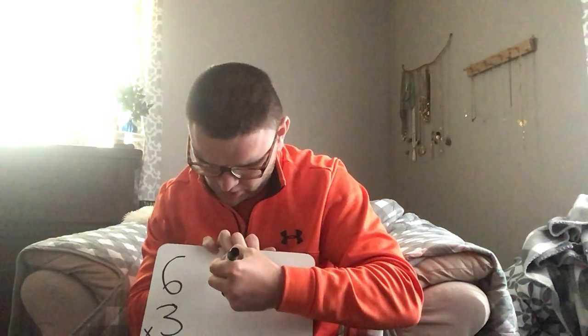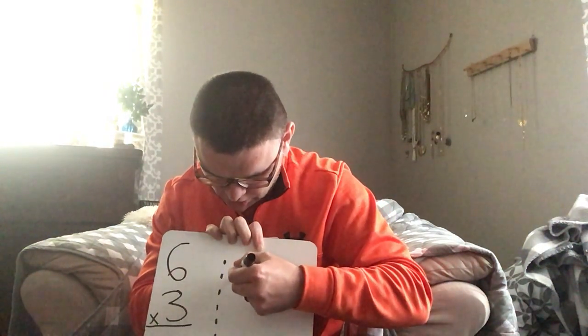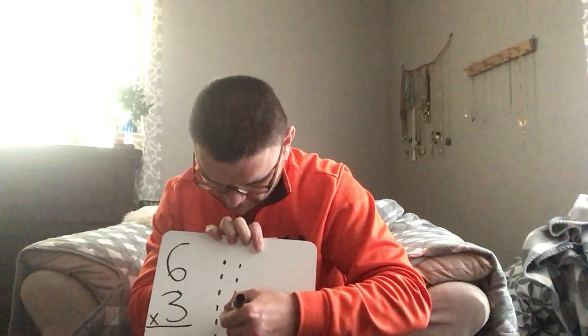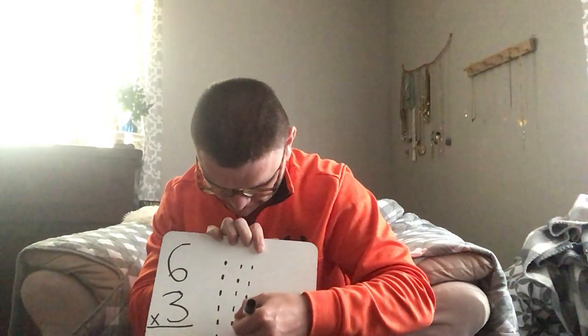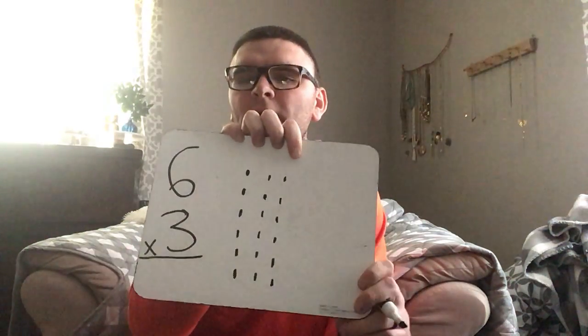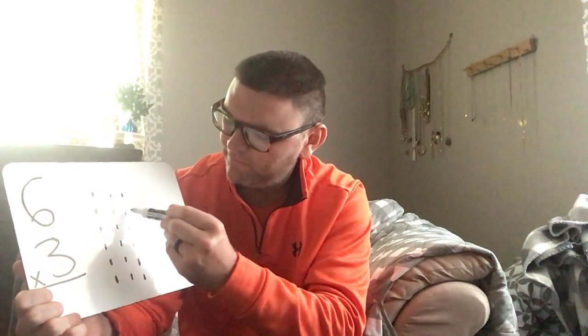That means I'm going to go 1, 2, 3, 4, 5, 6 to represent our number 6. And I'm going to do that 3 times. 1, 2, 3, 4, 5, 6. And 1, 2, 3, 4, 5, 6. All right. Again, remember, do your very best to keep them lined up. And then I'm just counting all the way. 6 plus 6 is 12, 13, 14, 15, 16, 17, 18. There's my array drawing for that.